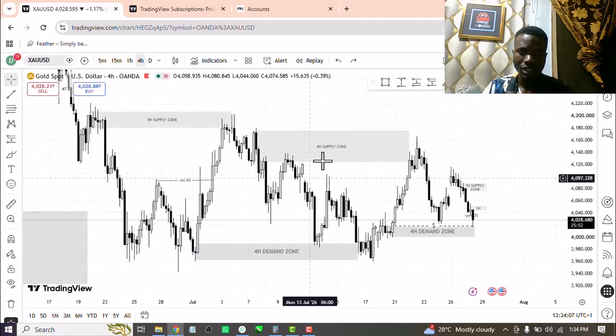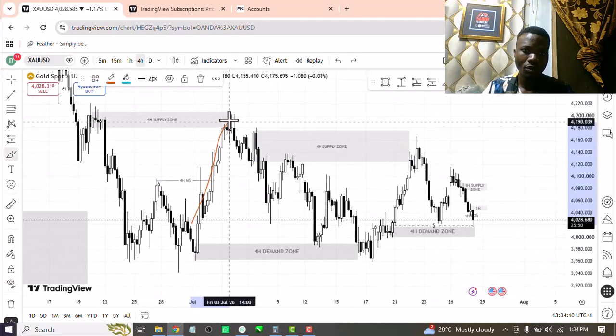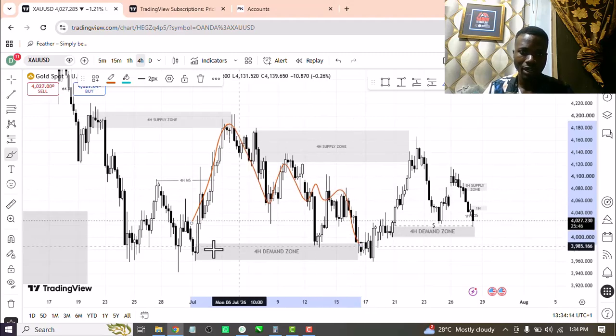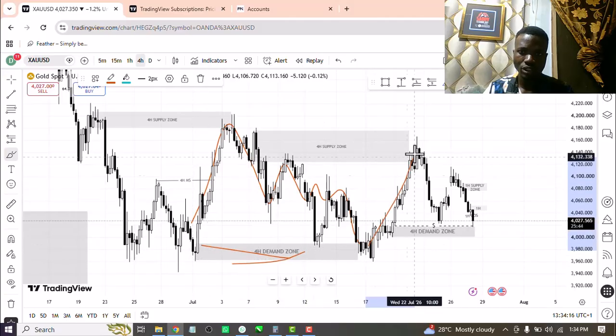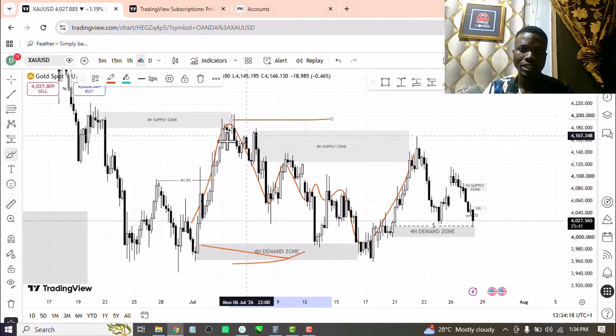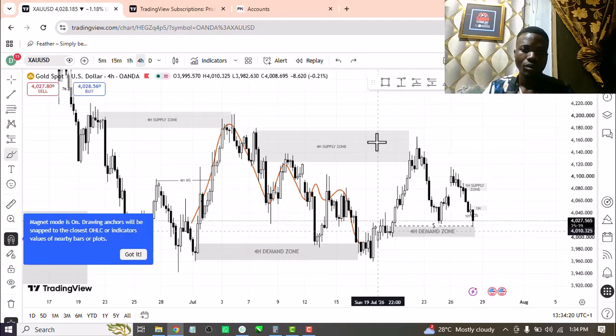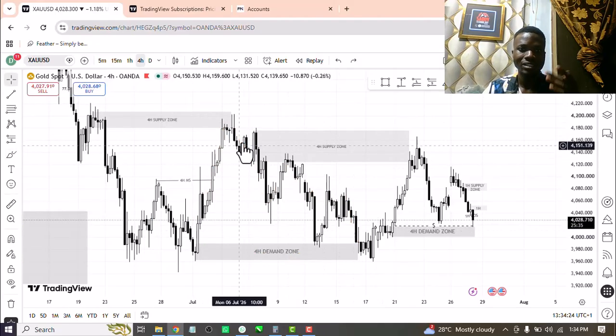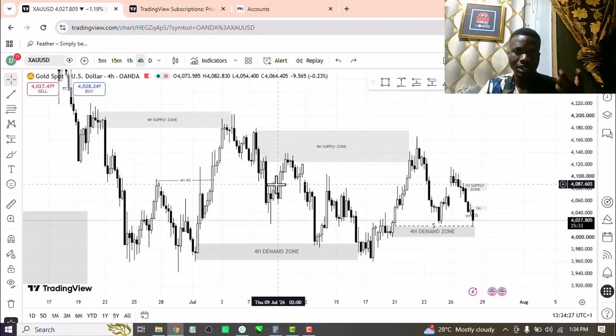Because when price came all the way up here, it found its way all the way down to the demand area at this level and pushed to the upside. Well, it did not break this high, right? But currently we can see that price is still kind of in a bearish trend.